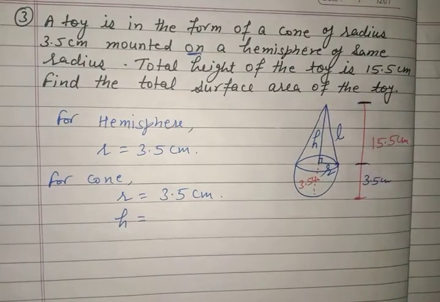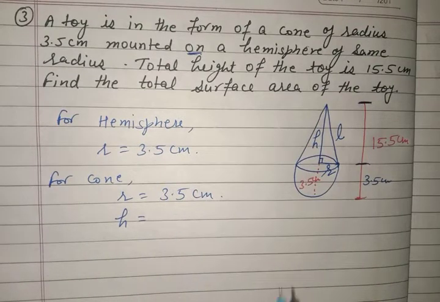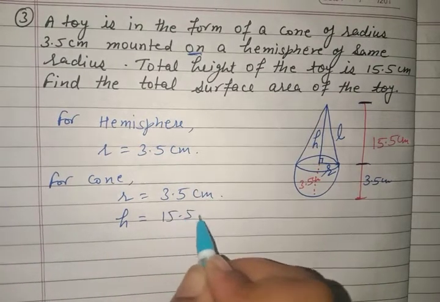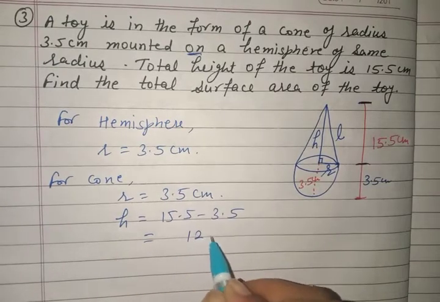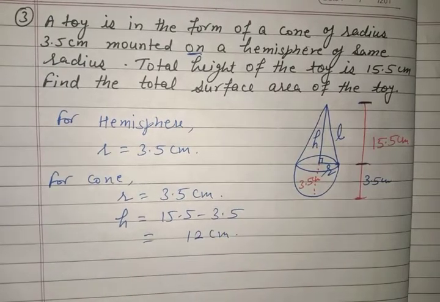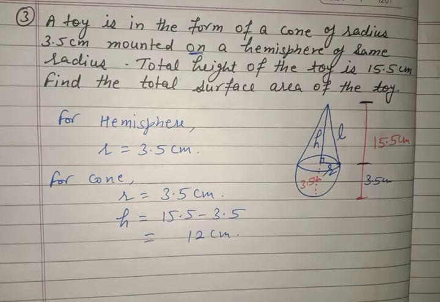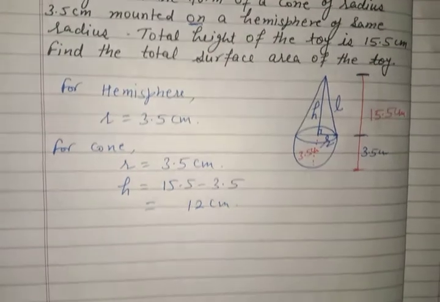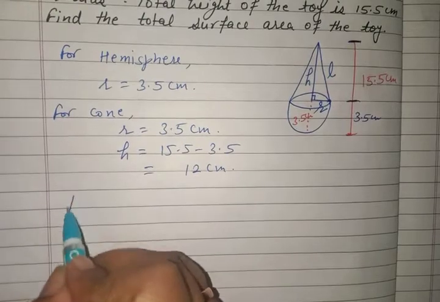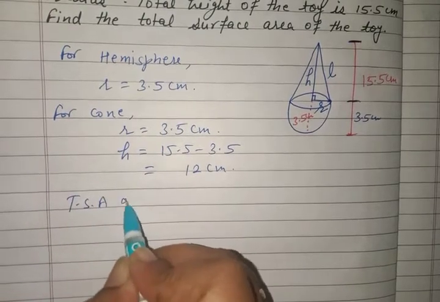Height of cone is 15.5 minus 3.5, which is equal to 12 centimeter. So height of cone is 12 centimeter. Now we need to find the total surface area of this toy. Total surface area of the toy.